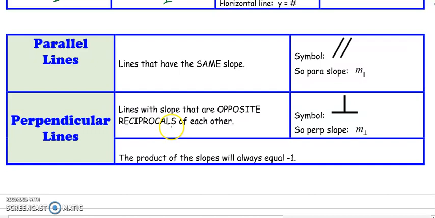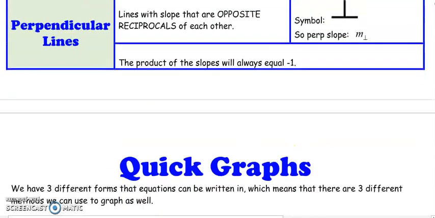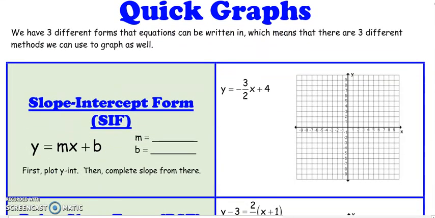So if we have 2/3, now you're using 3/2. If you have 5, now you're using 1/5. Okay? Symbol looks like this, and this is how you'll probably see your perpendicular slope written. And obviously, if you multiply a number times its opposite reciprocal, you'll get -1. Okay? So moving right along, let's talk about some quick graphs. And you've probably seen most of this before. We're going to go through it again.